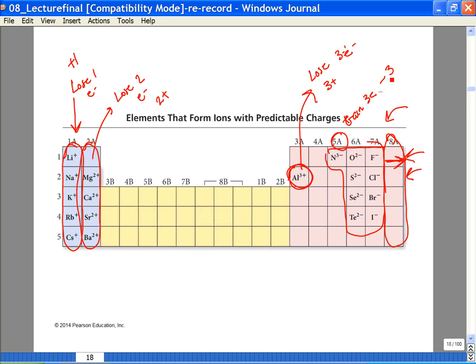Things in group 6, the easiest thing for them to do to look like the noble gas, to have 8 electrons in the outer shell, is to gain 2 electrons. So therefore, it's going to have a -2 charge. And the things in group 7 want to gain 1 electron, and therefore it will have a -1 charge. So we're adding 1 negative unit of charge here, 2 negatively charged particles here, 3 negatively charged particles here. So that's where we get our charge from.